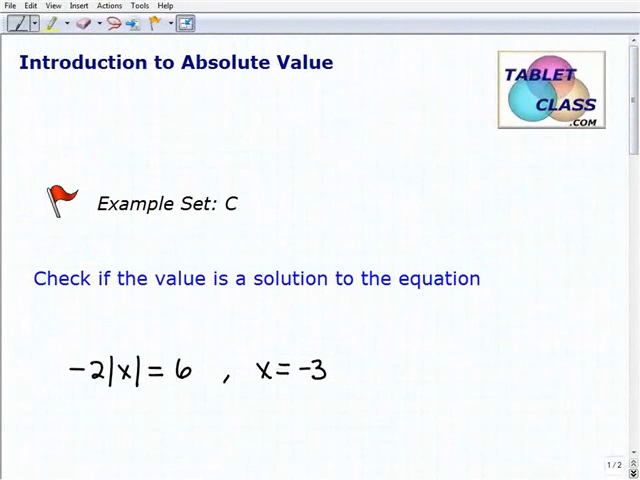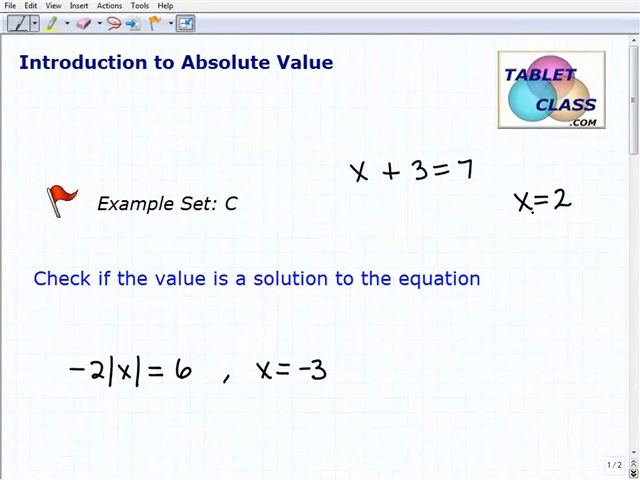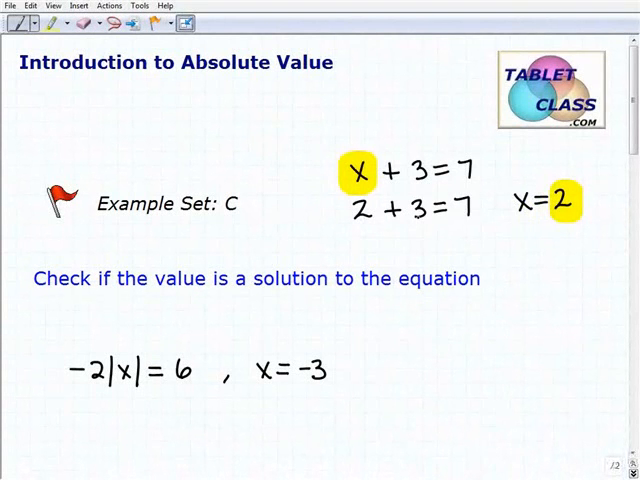But in order to check if a value is a solution to an equation, let's review a real basic equation for a second. If I had, say, x plus 3 equals 7, and I ask you to check if the value x equals 2 is a solution, what would you do? Basically, you replace that x with 2, and we see if the left-hand side is equal to the right-hand side, if this equation balances.